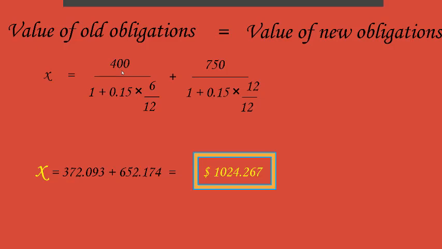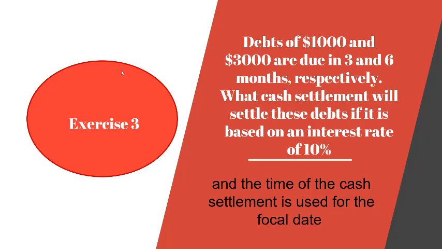At last X will be equal to $1,024.267. This is the second exercise. Let's try the third exercise.